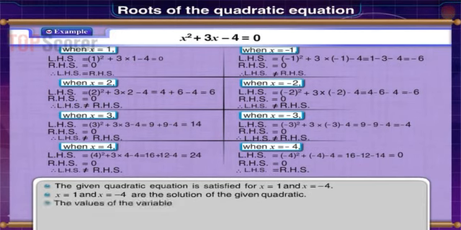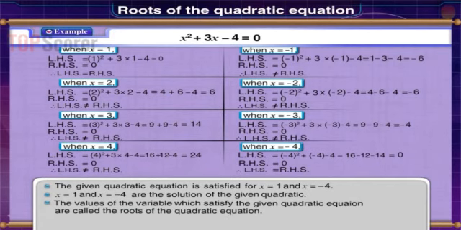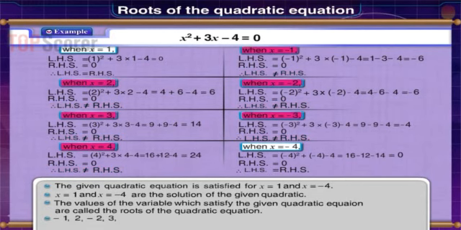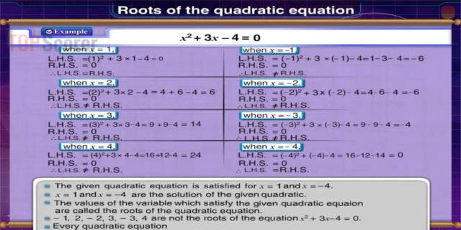The values of the variable which satisfy the given quadratic equation are called the roots of the quadratic equation. The values of the variable which do not satisfy the equation are not the roots of the equation. In this example, minus 1, 2, minus 2, 3, minus 3, 4 are not the roots of the equation. Students, remember that every quadratic equation can have at most 2 real roots.